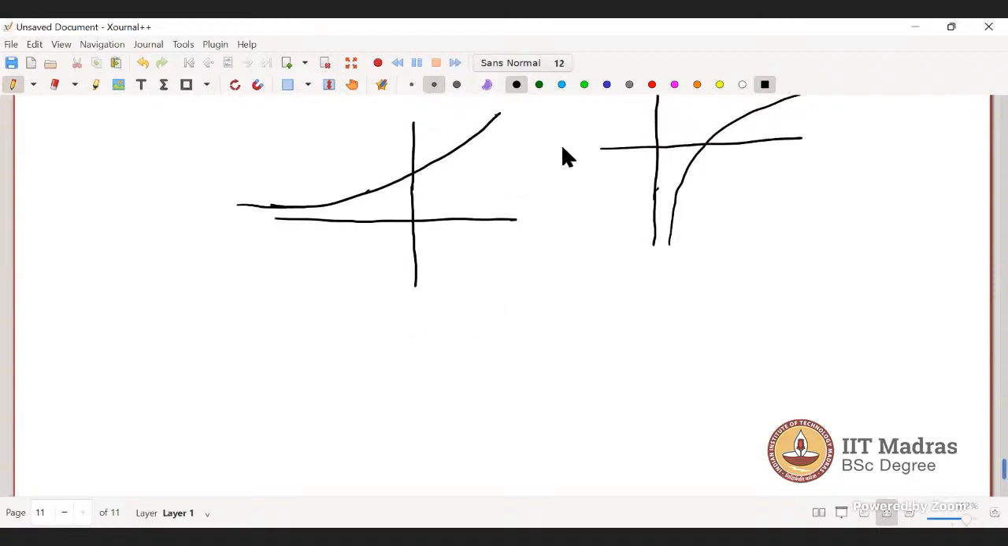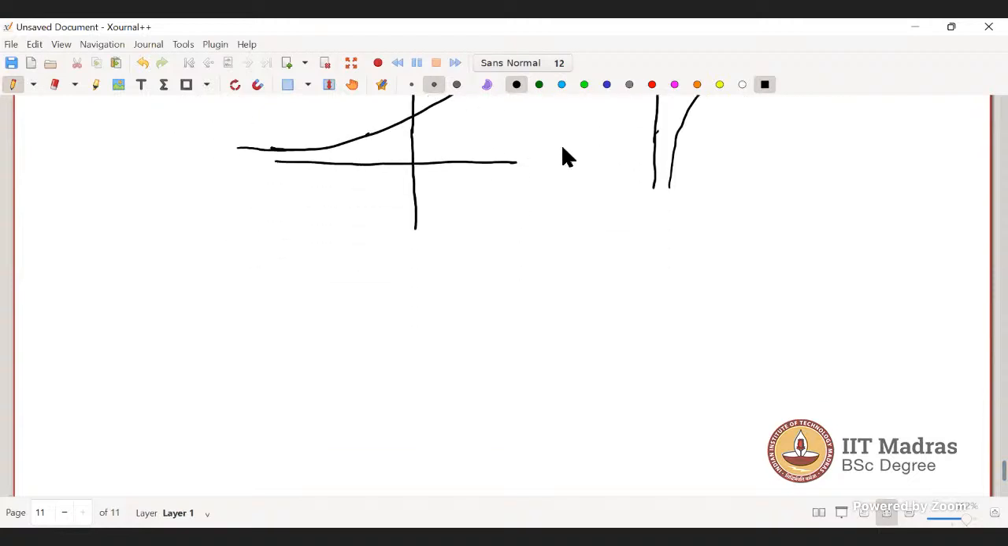EQ 7.4 question number 1. I guess I have already discussed this question. Okay, I'll check. Regarding this sequence, right? Yeah, I have discussed.